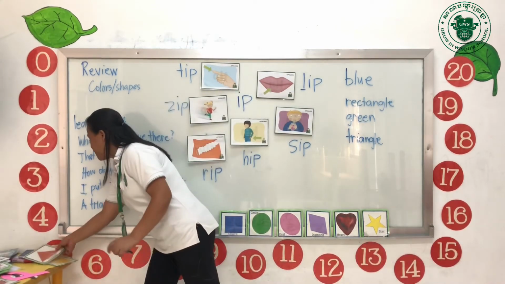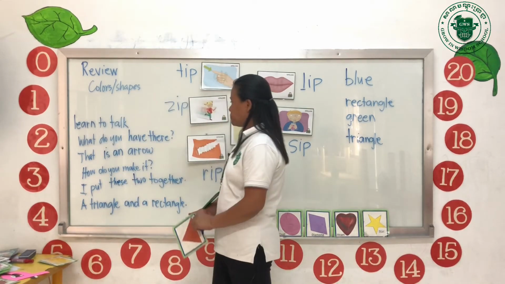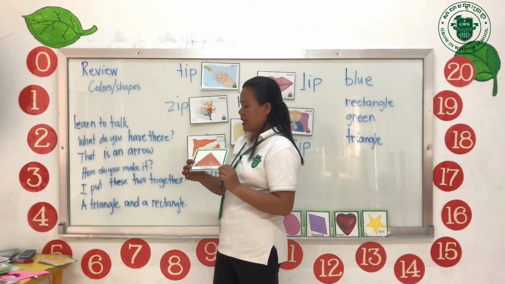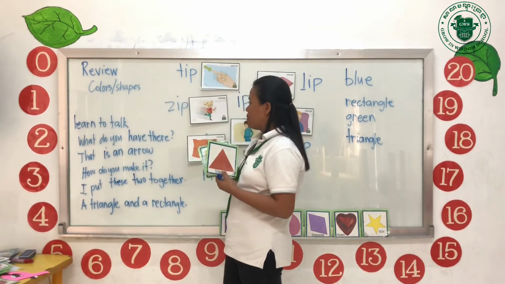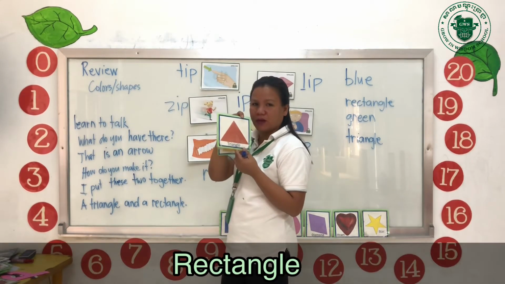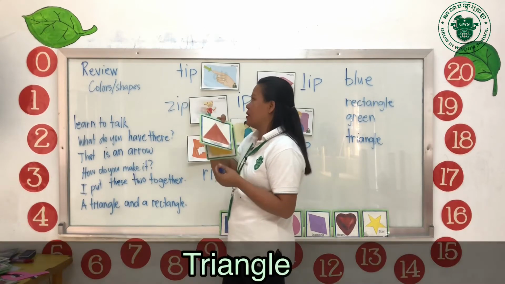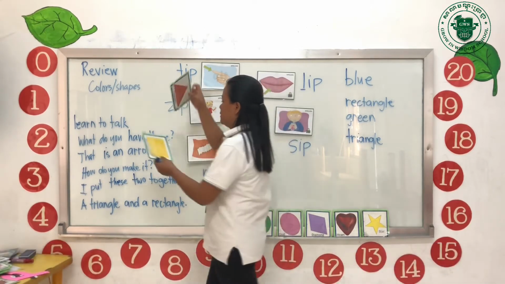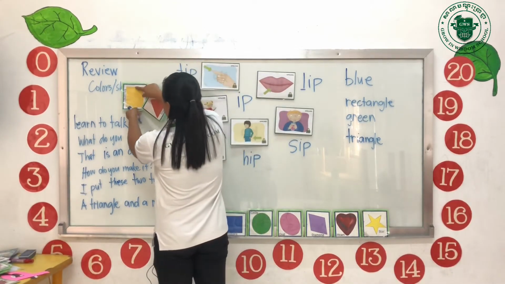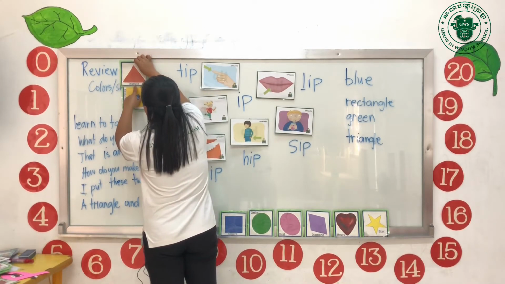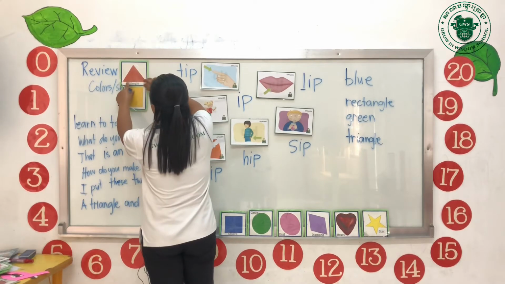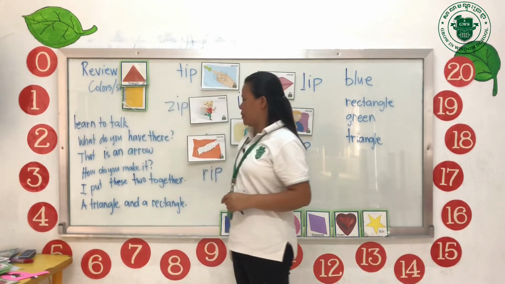Here, this one, it's like an arrow. Let's make an arrow. I have a rectangle and I have here a triangle. And then let's make an arrow. I put here and here. Now it looks like an arrow.